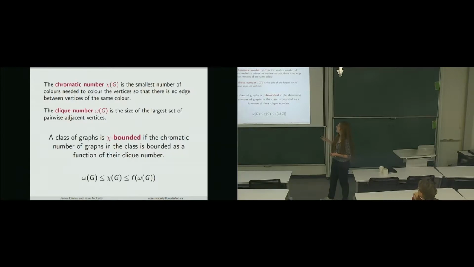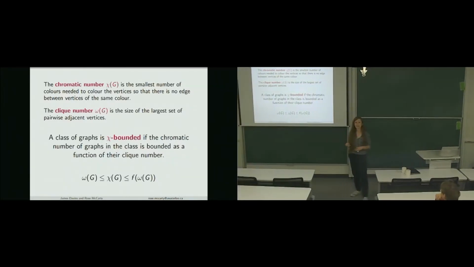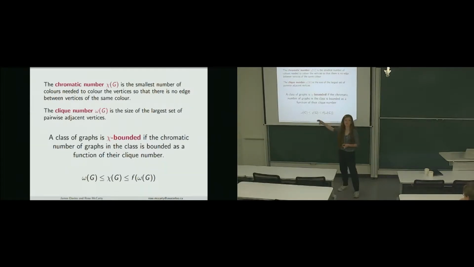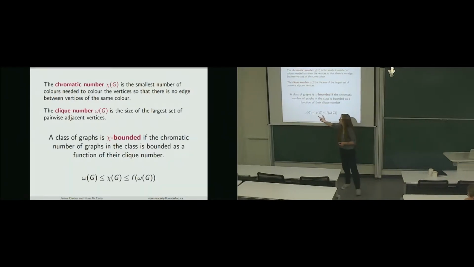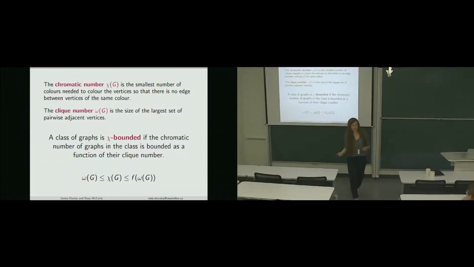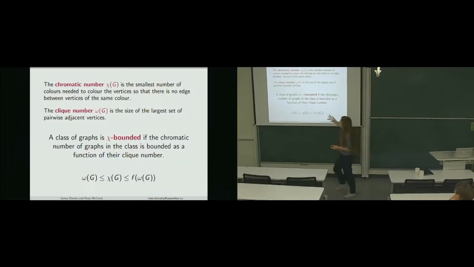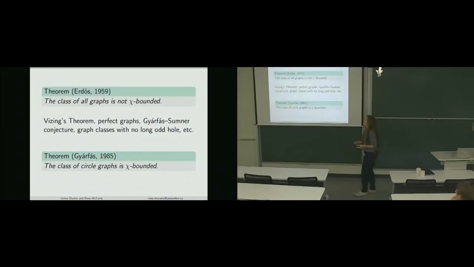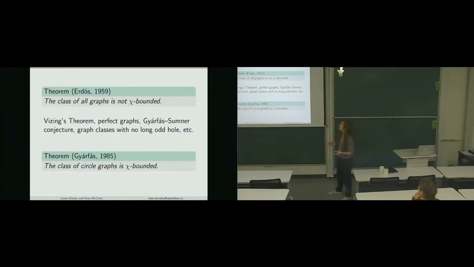You say a class of graphs is chi-bounded if the chromatic number of graphs in the class is at most some function of their clique number. The class is chi-bounded if there exists a function f so that for every graph in the class, the chromatic number of the graph is at most f of the clique number. So for chi-bounded graph classes, you get this nice relationship that the chromatic number is between omega and some function of omega. A really classical theorem due to Erdos is that the class of all graphs is not chi-bounded.